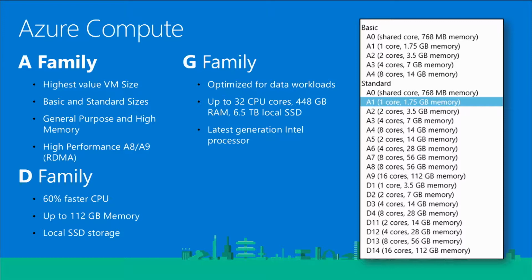The G family, sometimes referred to as the Godzilla family, is known for just massive data workloads. So you can go to crazy amount of CPU cores, crazy amounts of RAM, terabytes in a local SSD. If you really need to do computationally heavy data tasks, the G family is really there for you. And it has a later generation Intel processor than the other families.